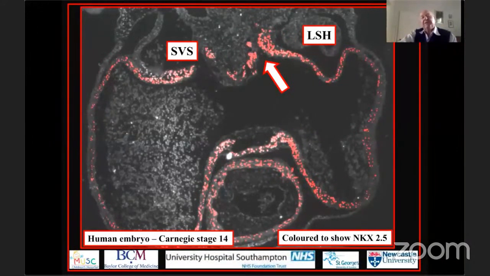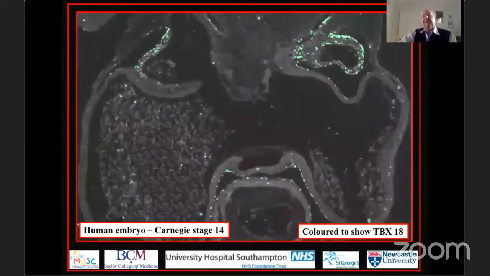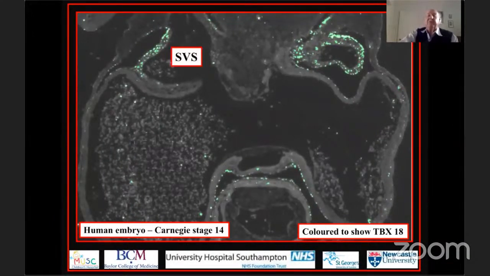Now, one of the myths about development of the pulmonary veins is that it comes from the systemic venous sinus, the sinus venosus. Well, what Alexander did was he took the serial section next to the one I've just shown you, and he then marked this section with an antibody that showed you the gene TBX18, and we know that that marks the myocardium of the systemic venous tributaries.